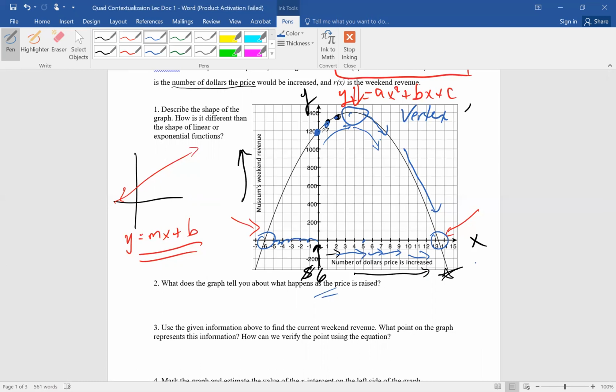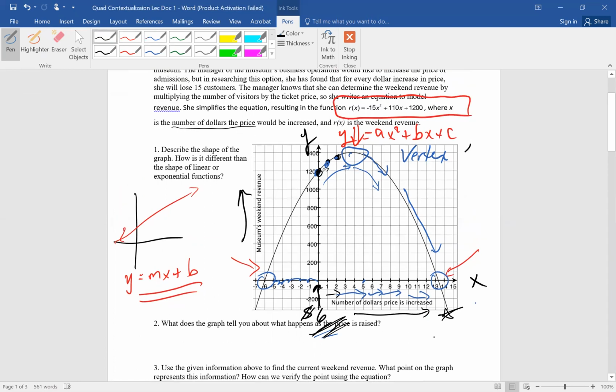So let's see. Use the given information for number 3. So that was number 2. For number 3, use the given information to find the current weekend revenue. Now, the current weekend revenue, if you don't do anything, remember, if it was $6, which is what we talked about here, then my revenue was $1,200. So you can verify that using the equation if you want.